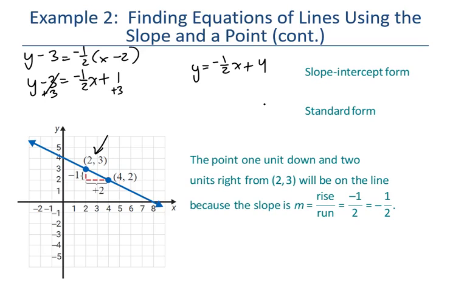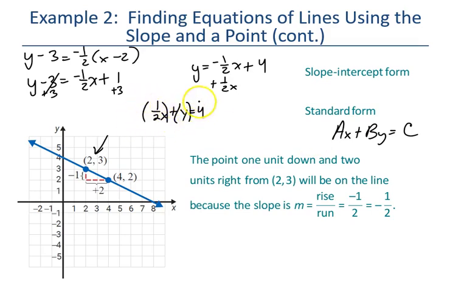Sounds great. Sometimes though, you're going to want to get it in standard form, which, remember, is of the form ax plus by equals c. Now, remember, slope-intercept form, you're basically solving for y. So to get it into standard form, just get the x back over to the other side. So we're going to add 1/2 x to both sides. That's going to give me 1/2 x plus y equals 4. But we don't want a fraction in here, so let's multiply everything by 2.